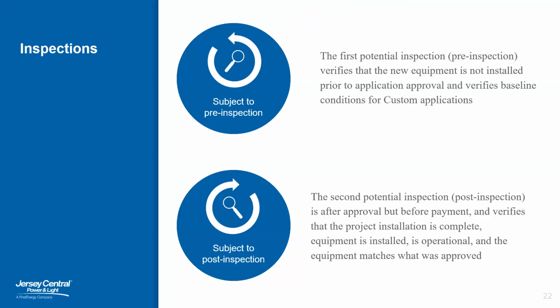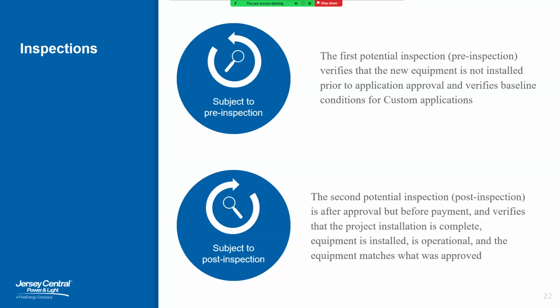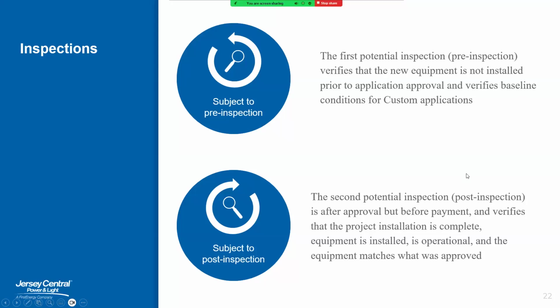Now, projects are selected randomly for pre-inspection, and there are projects that are subject to post-inspection as well. Of course, in the pre-inspection, we want to ensure that the equipment is not installed prior to the application being approved, and that we can verify the baseline conditions for custom applications if the project is selected. Now, for post inspections, we want to ensure that the project installation is complete and that the equipment is installed and fully operable, and that it matches what was approved for the incentive.